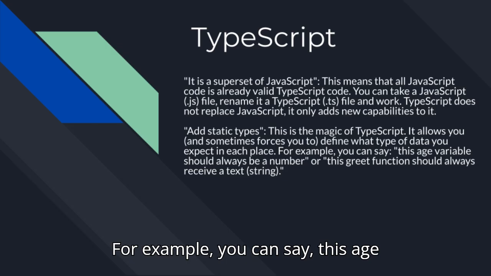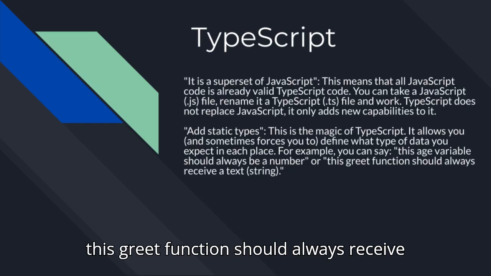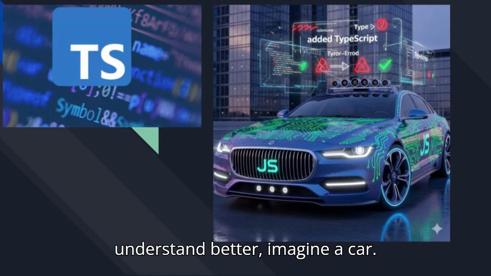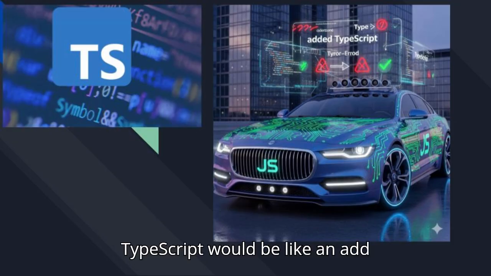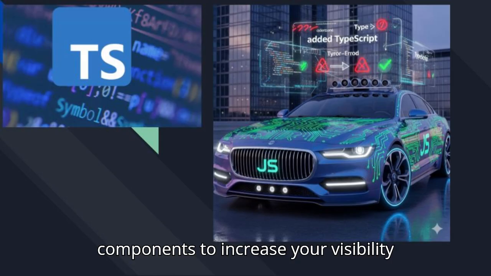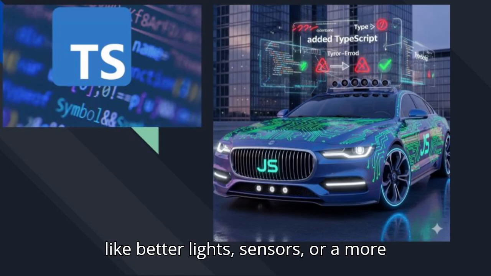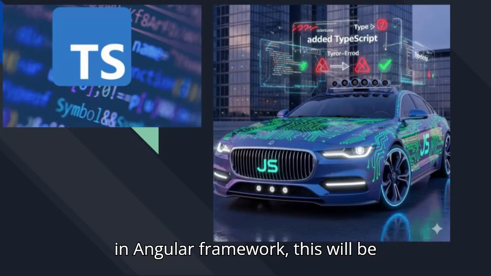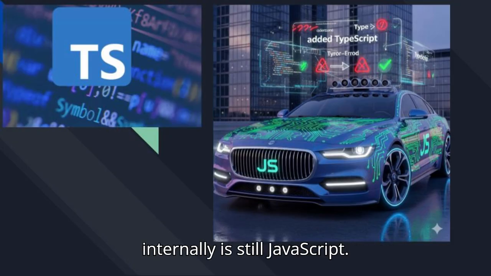For example, you can say this age variable should always be a number, or this greet function should always receive a text, a string. Now, to understand better, imagine a car. This car represents JavaScript. TypeScript would be like adding components to increase your visibility and improve your situational awareness, like better lights, sensors, or a more complete dashboard. But in the Angular framework, this will be presented as a different language, but internally it is still JavaScript.